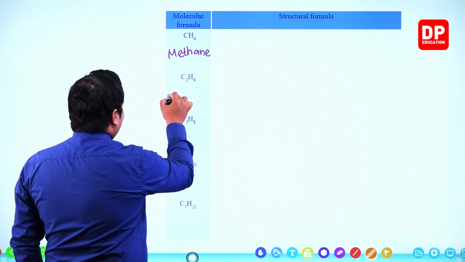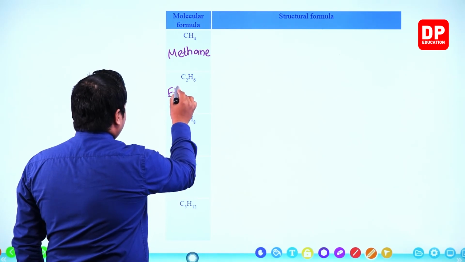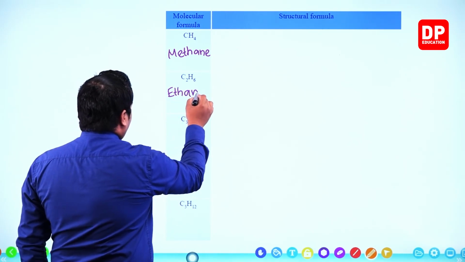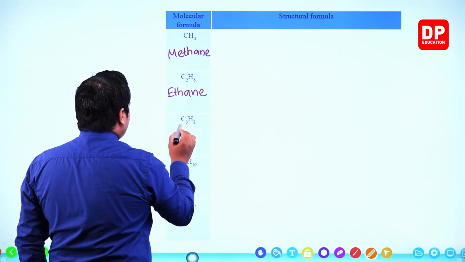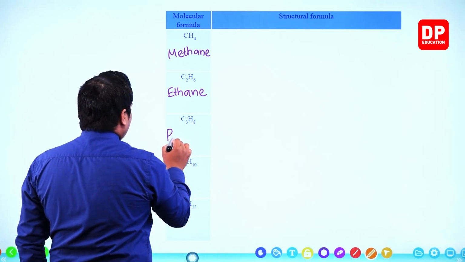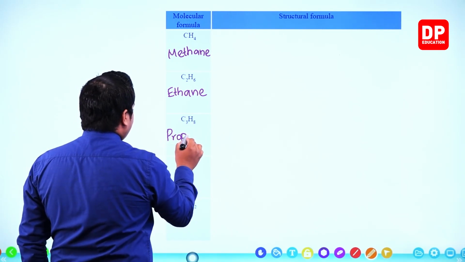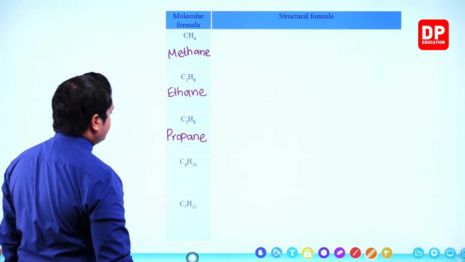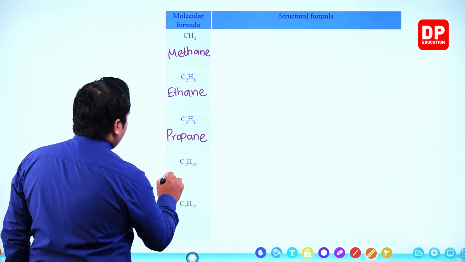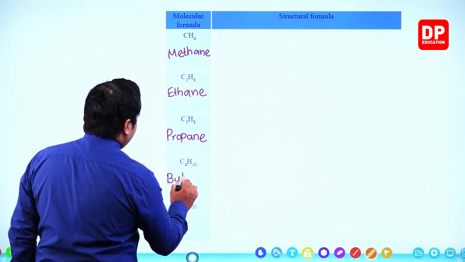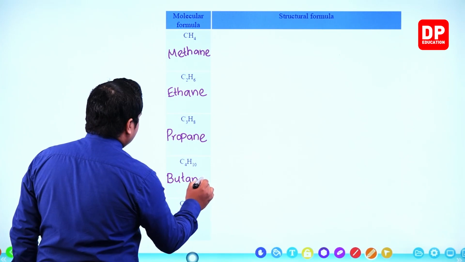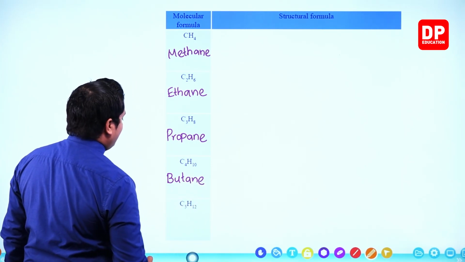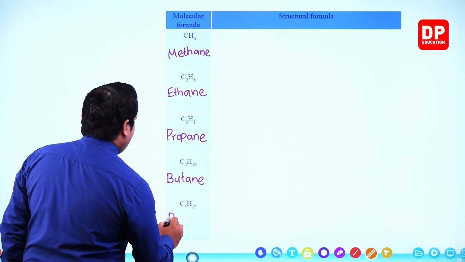C2H6, ethane. C3H8, propane. C4H10, butane. Final one, C5H12, pentane.